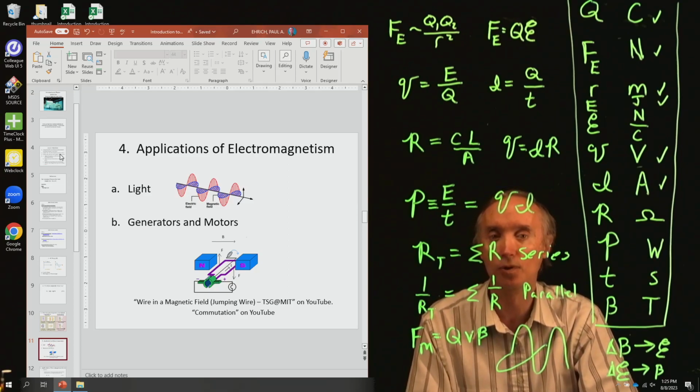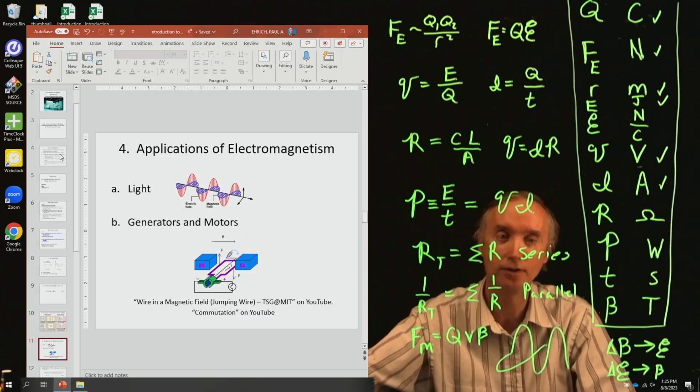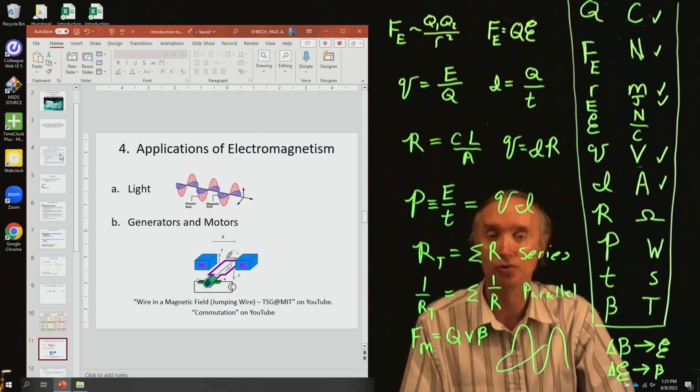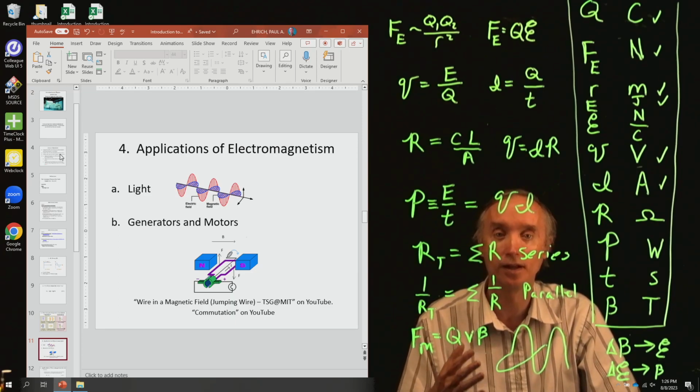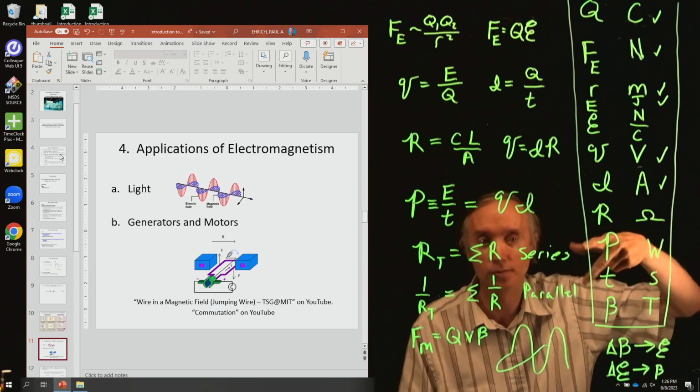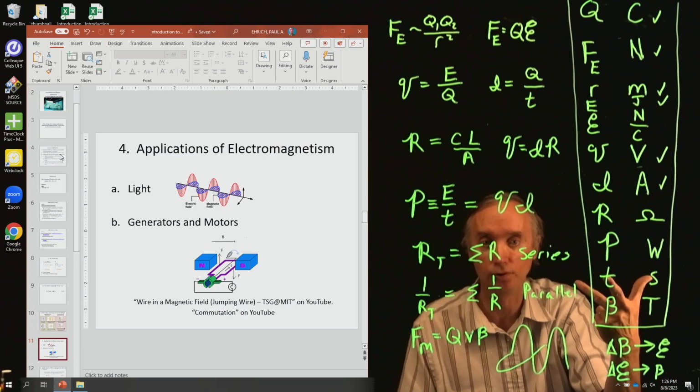Okay, the second one was the generator and the motor. So this one is very important. This would make for an excellent essay question: draw a picture of how an electric motor works, and then explain it in terms of the right-hand rule.